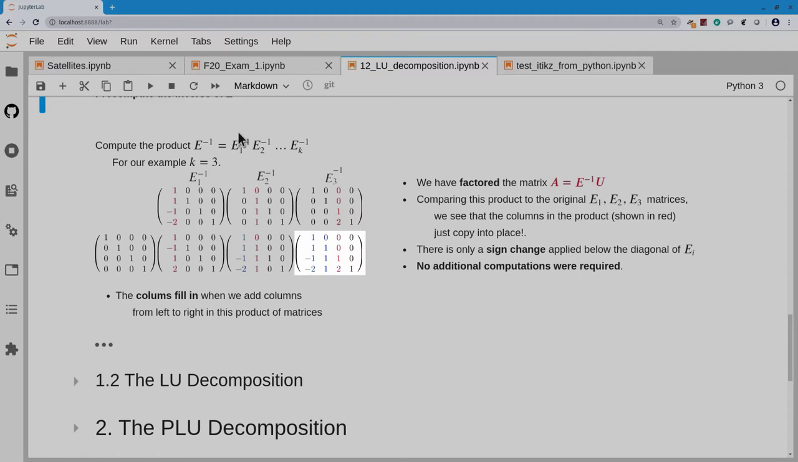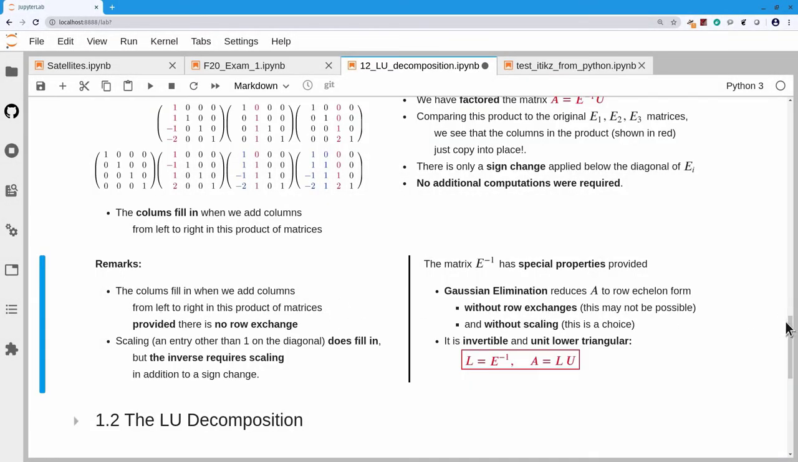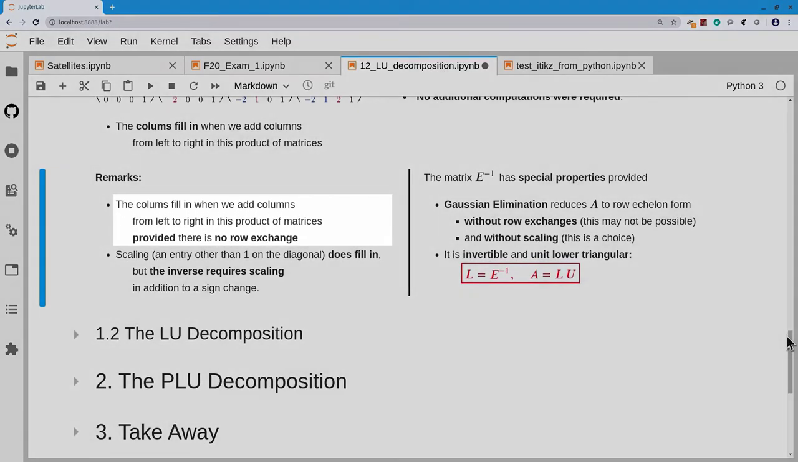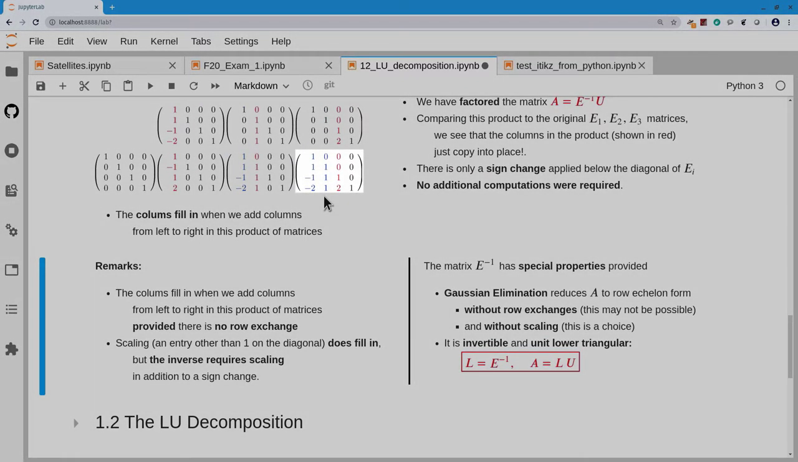All it takes to go from E1 to E1 inverse is to remember to change the signs underneath the diagonal 1. Apart from that sign change, it's just copying the columns together. So columns fill in as we add columns from left to right. And here is the thing. If I have a scaling matrix in that product, it's going to modify the inverses. It's going to be a little bit more work than just changing the signs. If I have a row exchange matrix in that product of the E's, it's going to mess up this nice pattern. It's going to mess up copying in one column at a time.